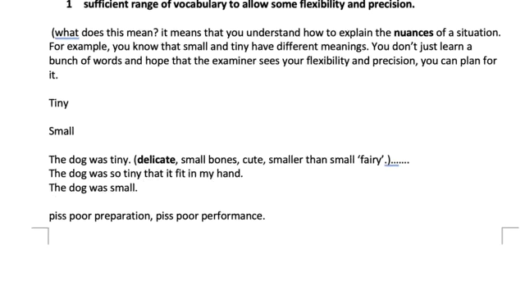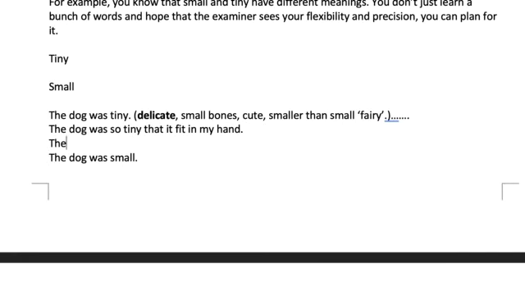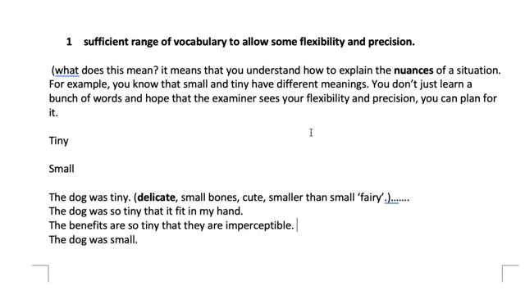Now, how do you use this word tiny for IELTS? The benefits are so tiny that they are imperceptible. I spelled that incorrectly, imperceptible. So this is precision. We want to know exactly what you mean by your words.